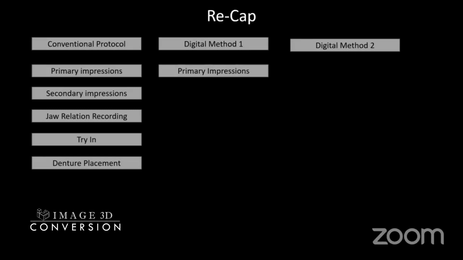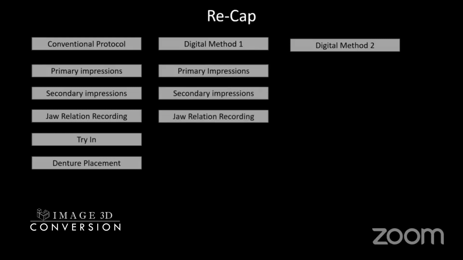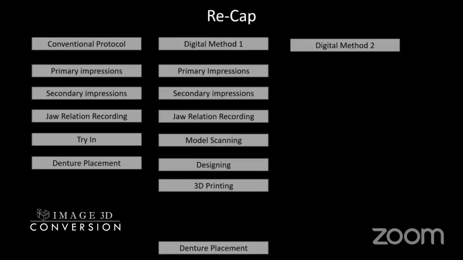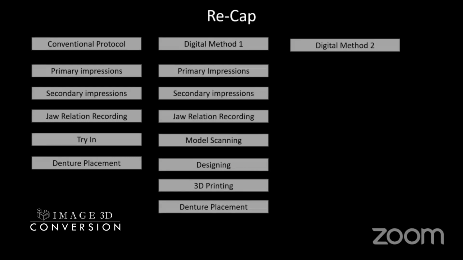For digital method one, we can do our primary impressions, final or secondary impressions, jaw relation recording. And from here, we move on to digital model scanning, designing, 3D printing and denture placement. So basically, the first two in one appointment, jaw relation in another appointment, then denture placement in another appointment. So in three appointments, we are going to make the dentures here.